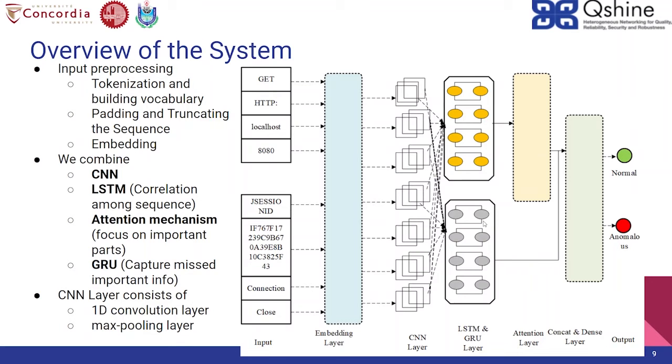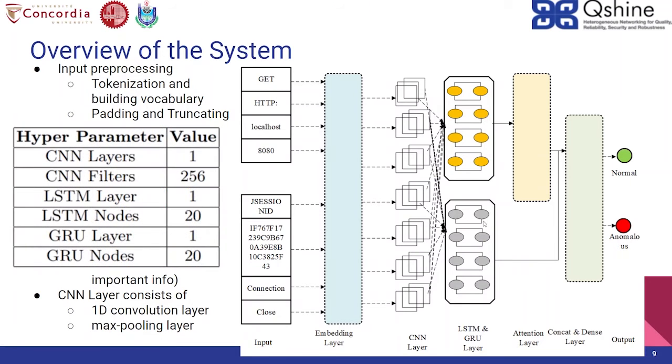So here is the parameter view for our models. The CNN has one layer with 256 filters. The LSTM has one layer with 20 nodes, and the GRU has one layer with 20 nodes.